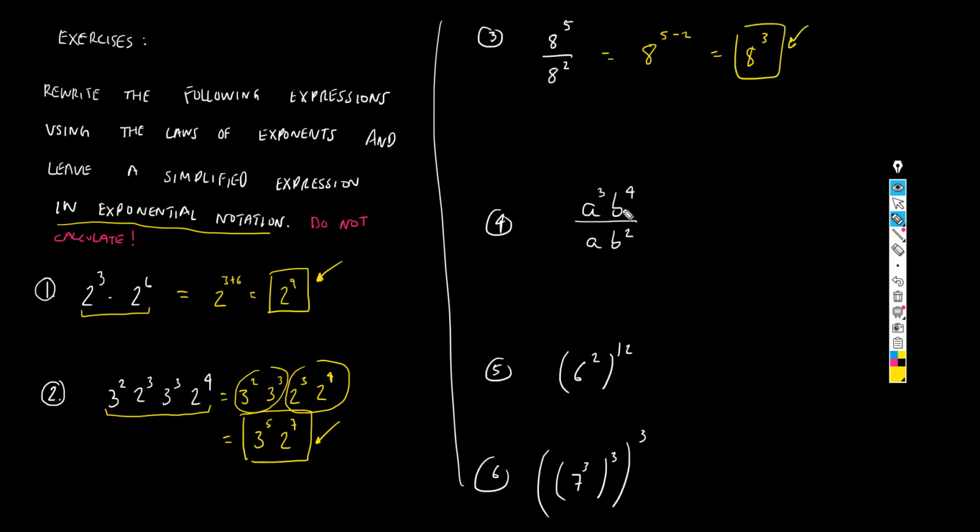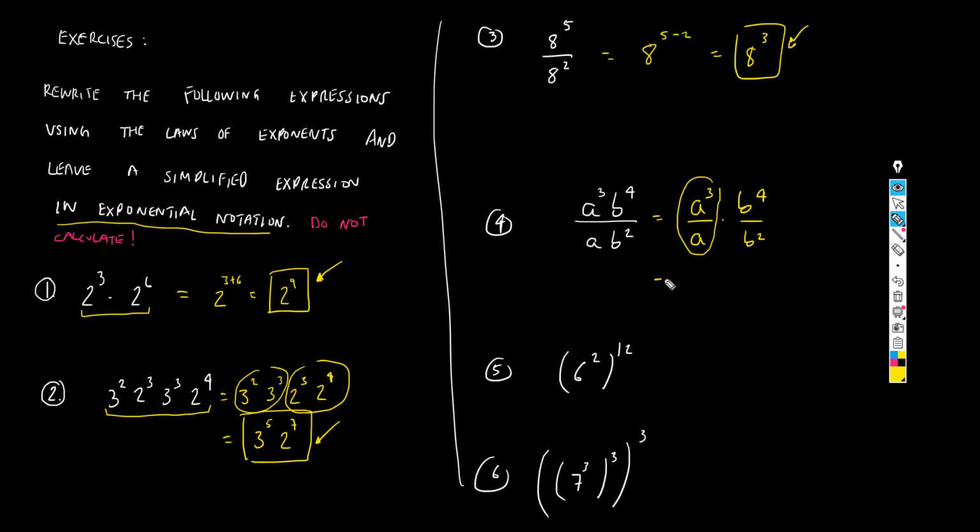a to the 3 times b to the 4 over a times b to the 2. Well, I can separate first. I can dislodge this fraction into the multiplication of two independent fractions, right? In this way, look. It's the same, right? I'm considering this as a multiplication of these two fractions. Understand what I did.